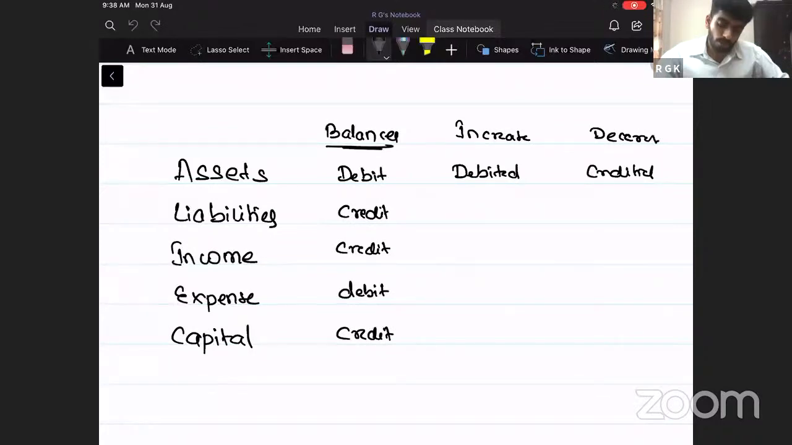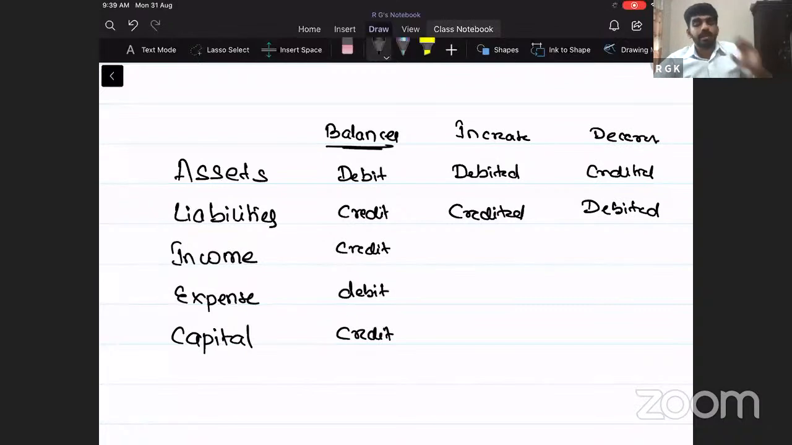When liabilities increase, what should we do? Apply your brains and tell me what is to be done when liabilities increase. Liability is to be credited or liability is to be debited? Simple, apply the previous step. The same logic as in the previous step: what is already there is a credit balance. When it increases, obviously it should be credited. When liabilities decrease, it should be debited.